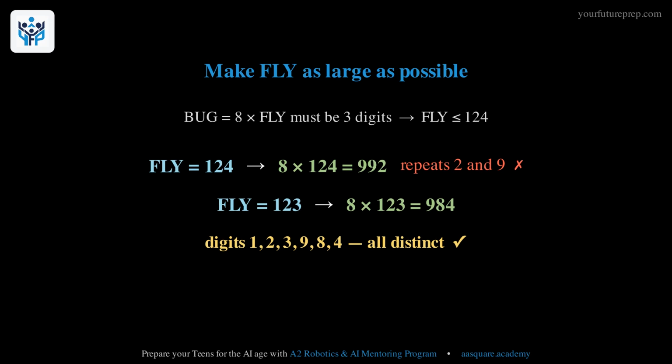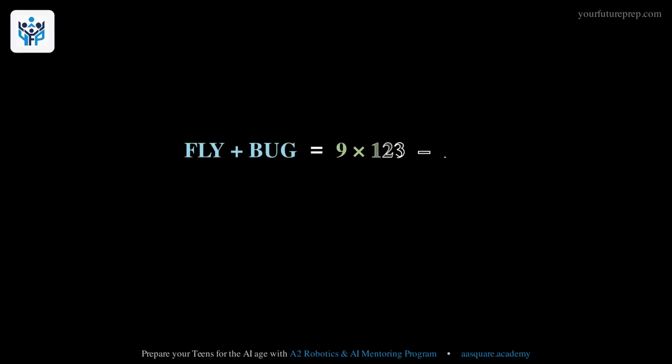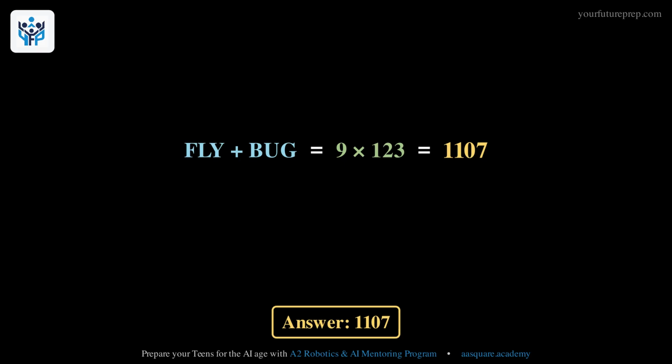8 times that is 984. The digits 1, 2, 3, 9, 8, and 4 are all distinct. That works. So FLY is 123. And FLY plus BUG is 9 times 123, which equals 1107. That's answer choice C.